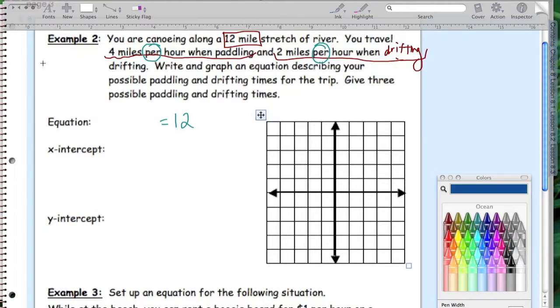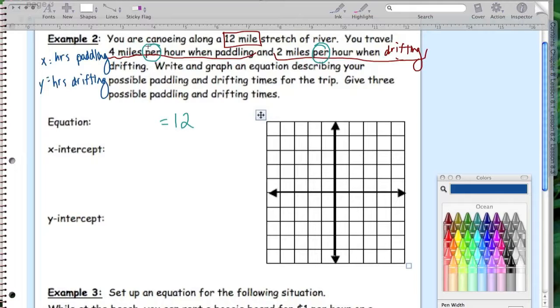We're going to use our variables x and y, and we're going to label them. This one says we go 4 miles per hour when paddling, so x is going to stand for how many hours we paddle, our hours of paddling. And then the next one says we go 2 miles per hour when we drift. So y is going to stand for the number of hours that we go drifting.